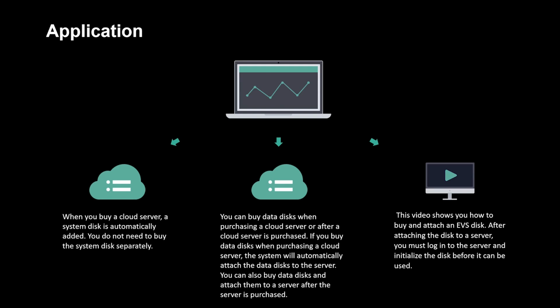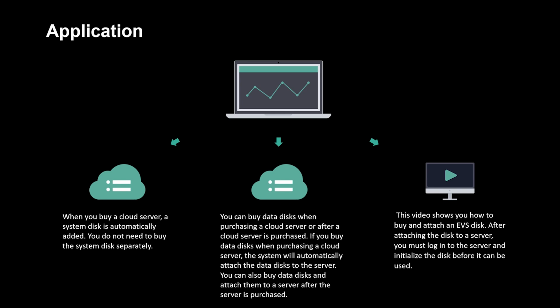Buying an EVS disk. When you buy a cloud server, a system disk is automatically added. You do not need to buy the system disk separately. You can buy data disks when purchasing a cloud server or after a cloud server is purchased.